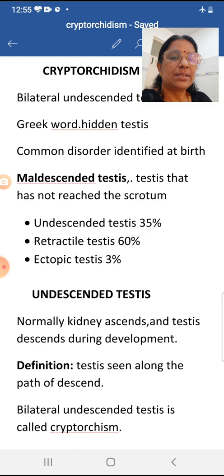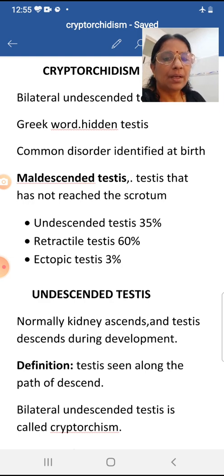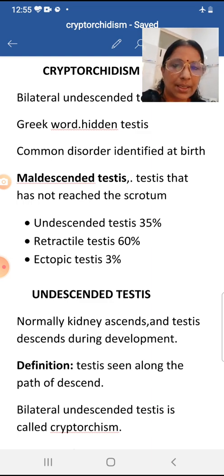So what do you mean by this maldescended testis? Maldescended testis means testis that has not reached the scrotum. In that comes undescended testis, retractile testis and ectopic testis. Undescended testis contributes to 35% of the newborn, retractile testis is seen in 60% of the newborn, and ectopic testis in 3% of the newborn.